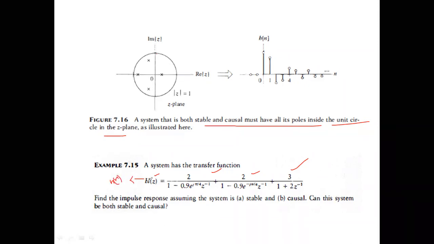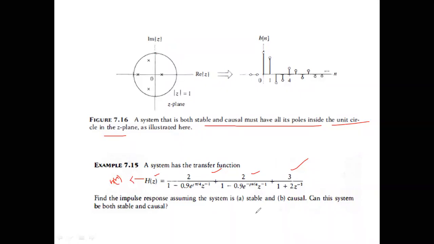How do you get the impulse response from the transfer function? You simply take the inverse z transform. But what is the missing thing? If you want to get the inverse z transform, you need to be provided with the ROC, right?